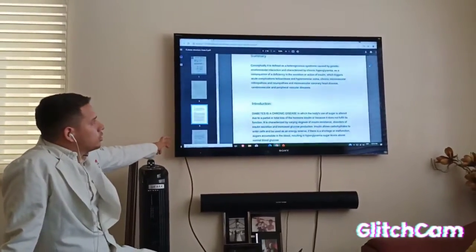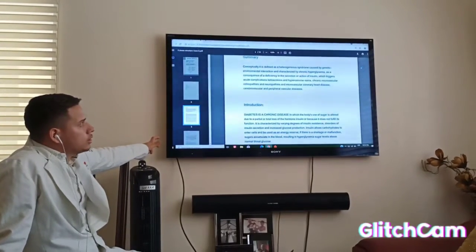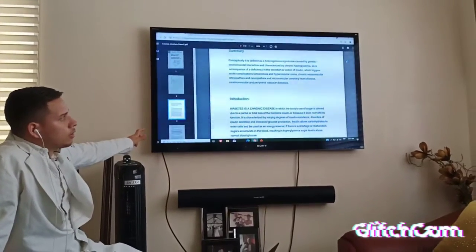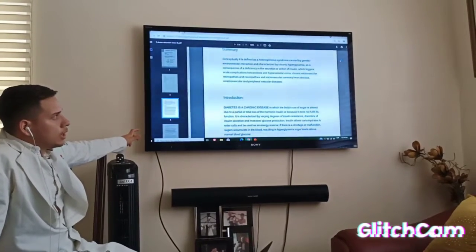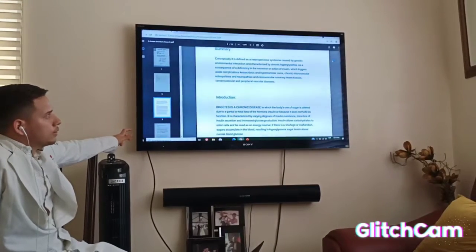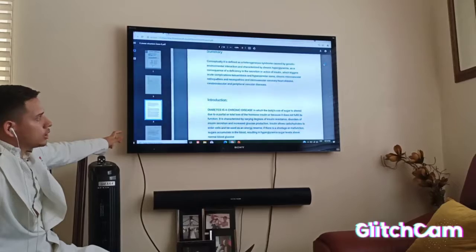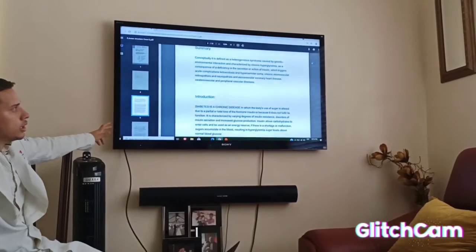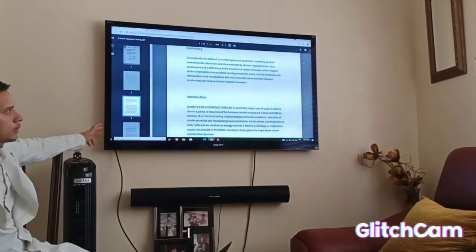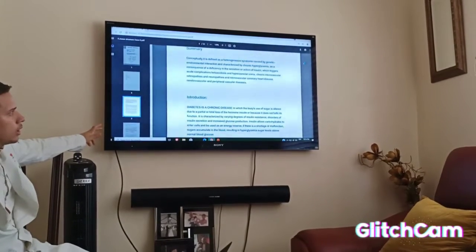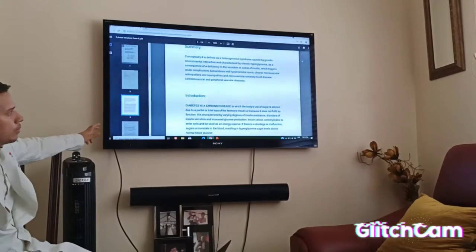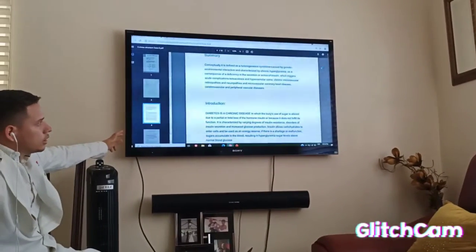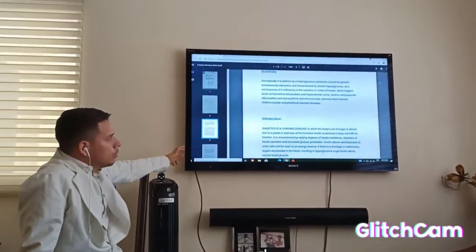Summary. Conceptually, it is defined as a heterogeneous syndrome caused by genetic-environment interaction and characterized by chronic hyperglycemia as a consequence of the deficiency in the secretion or action of insulin, which triggers acute complications, ketoacidosis and hyperosmolar, chronic microvascular retinopathies and neuropathies, and macrovascular coronary heart disease, cerebral vascular and peripheral vascular disease.